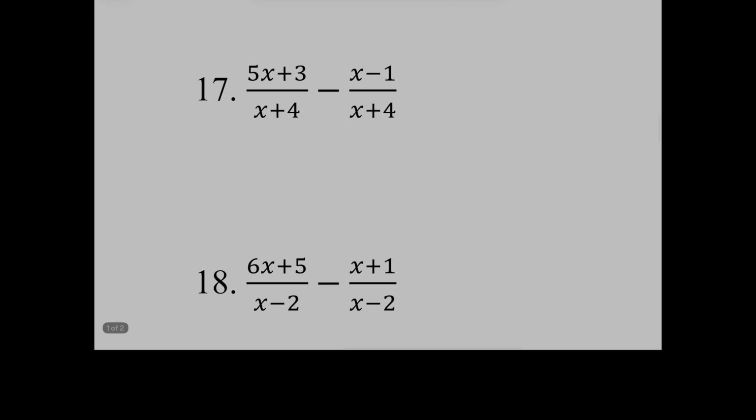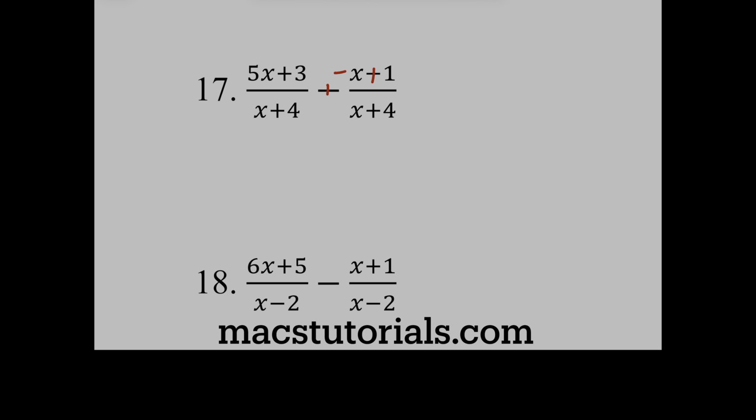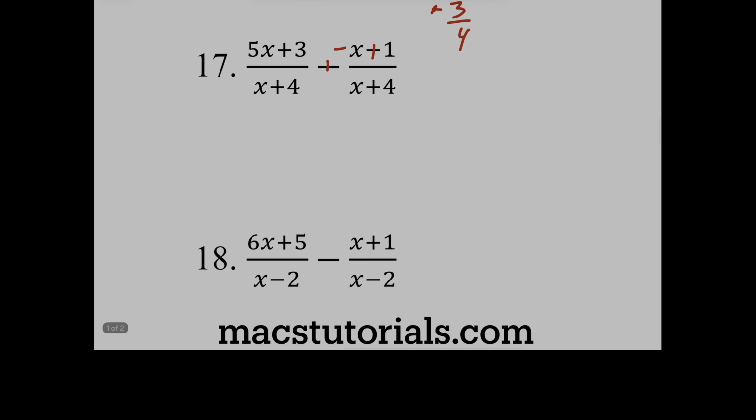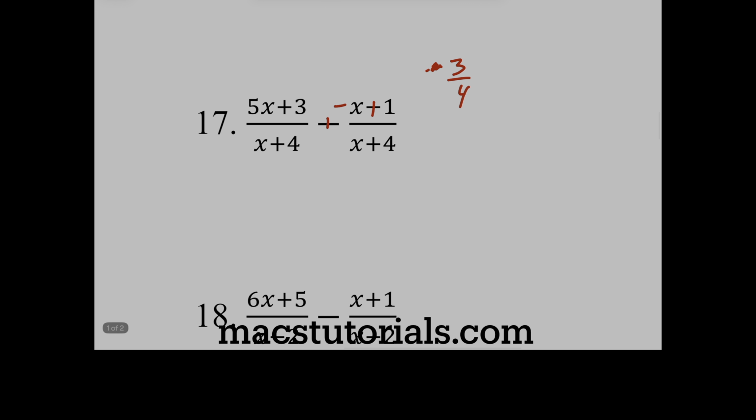Let's go on to number 17. Add a line, change everything on top. Now, only change the top. Don't change the bottom, okay? Because we're changing the sign, and just like anything, if I have 3/4 and I want to change the sign, I can change the 3, or I can change the 4, or I can just write it out here in front, okay?